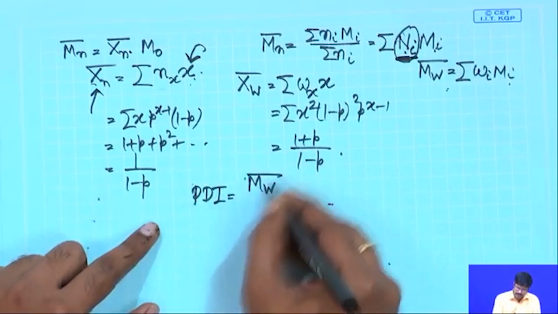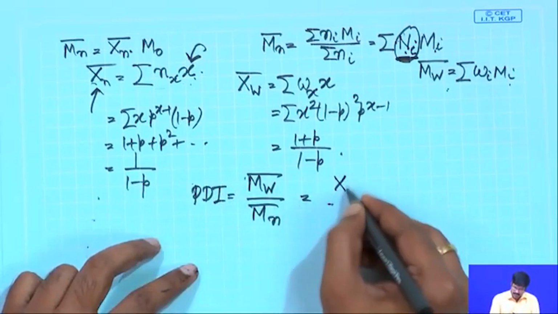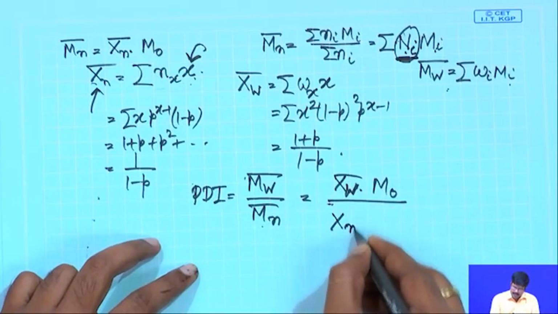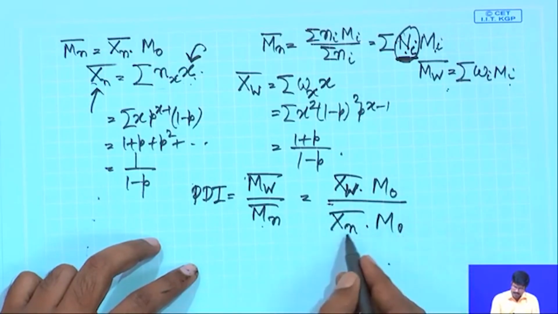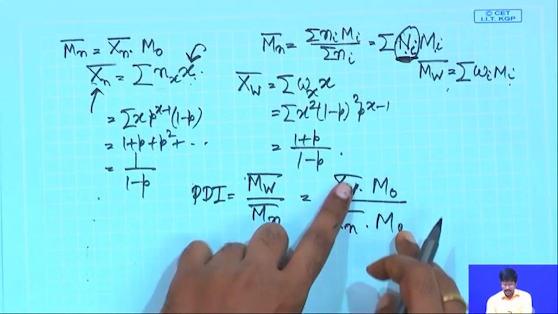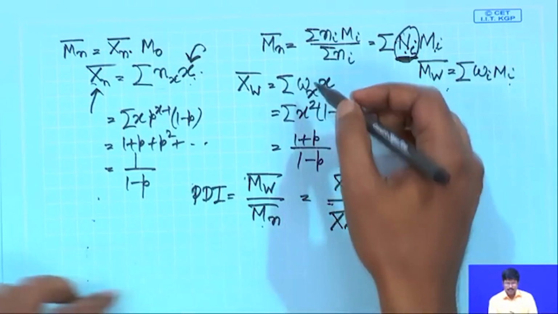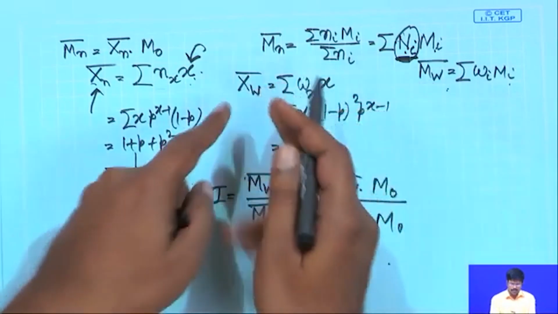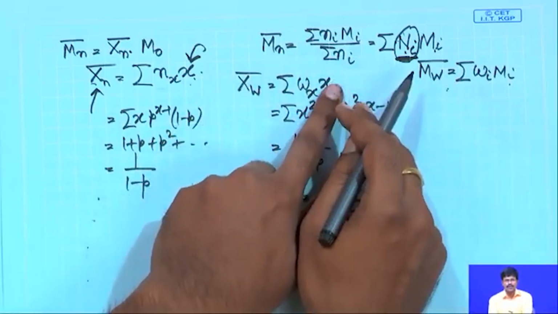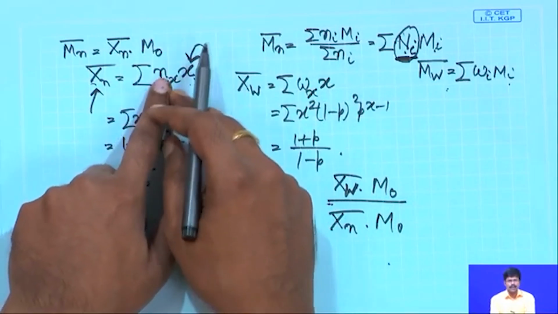Polydispersity index is nothing but Mw by Mn, and Mw is basically xw into M0, Mn is basically xn bar into M0. So, the number average degree of polymerization into the average molecular weight of the structural unit, and this is the weight average degree of polymerization into the average molecular weight of the structural unit. And again to repeat, when you are looking for average degree of polymerization, you weigh the corresponding degree of polymerizations with the corresponding number fraction.